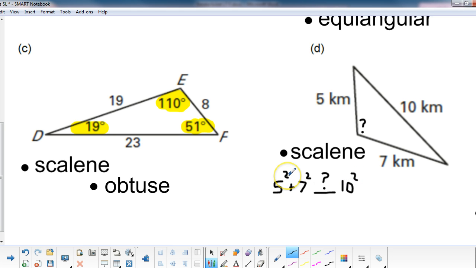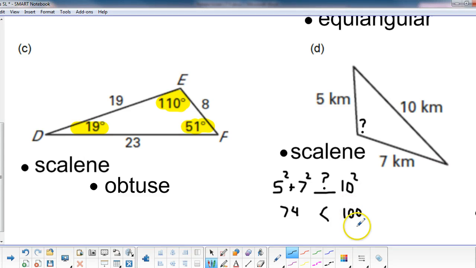5 squared is 25, 7 squared is 49, and so added together, this is 74. 10 squared is 100, so I will put 100 over on this side. And now we can answer the question. 100 is greater than 74, so I will open up towards the 100.